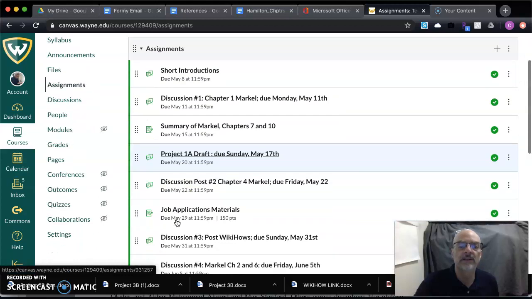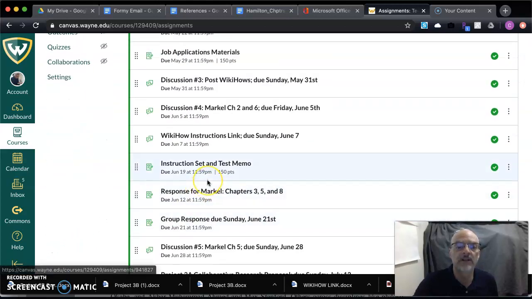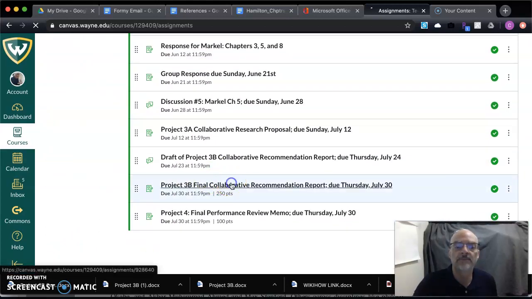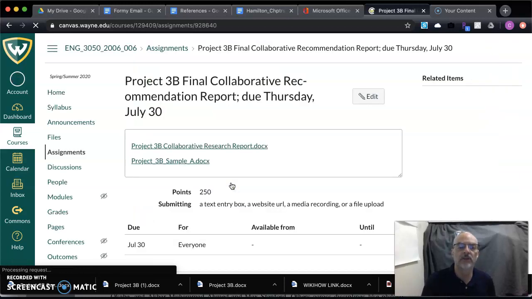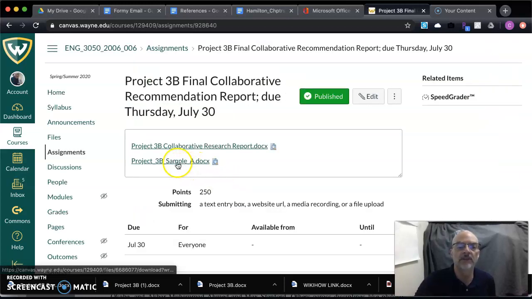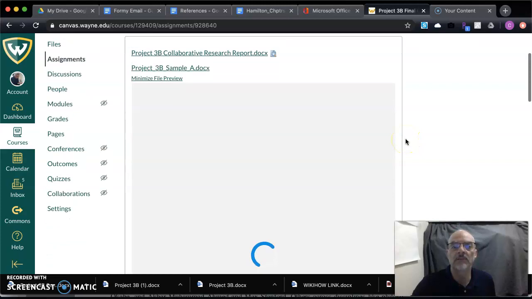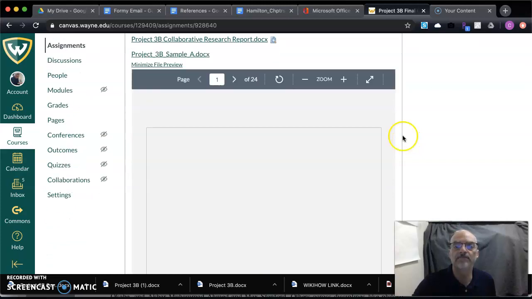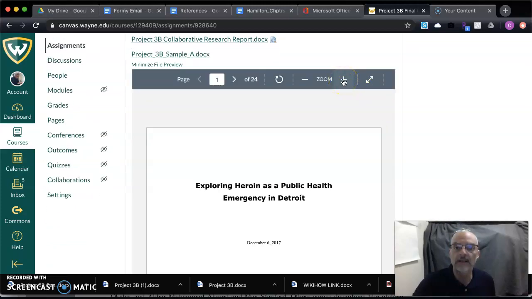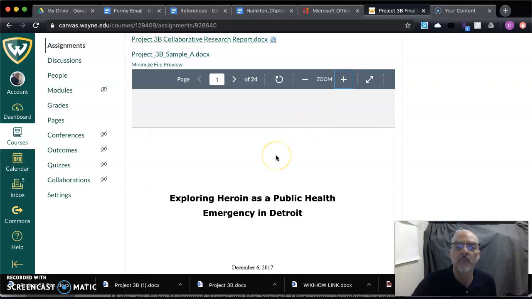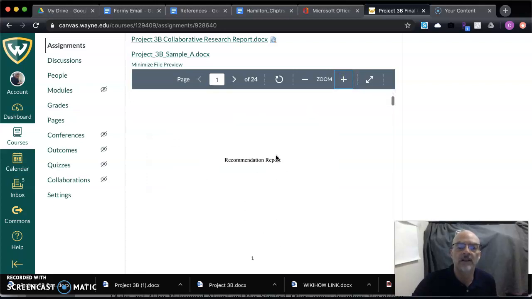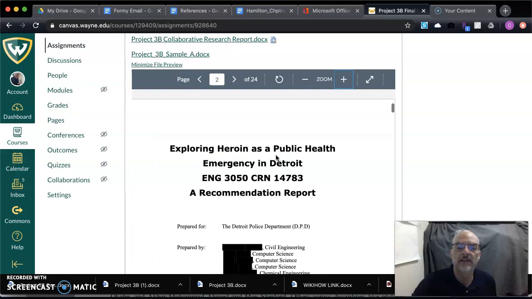So I'm going to minimize myself here, and I'm back on assignments on our Canvas page. Let's take a look at these, which are under the final recommendation report. I put the Project 3B sample A document. This is an A paper that was submitted to my course, I think in 2017, whenever that was. Let's zoom in a little bit. There might be some comments in here.